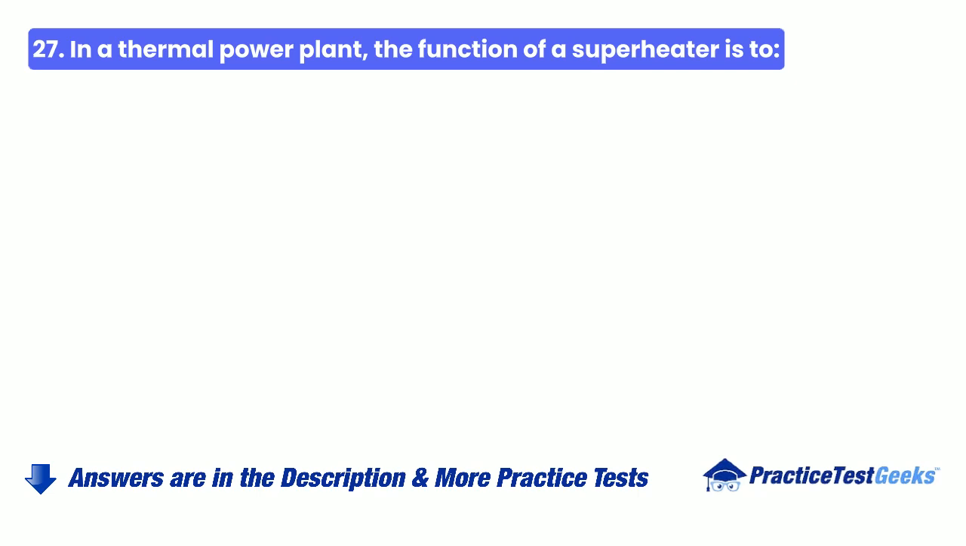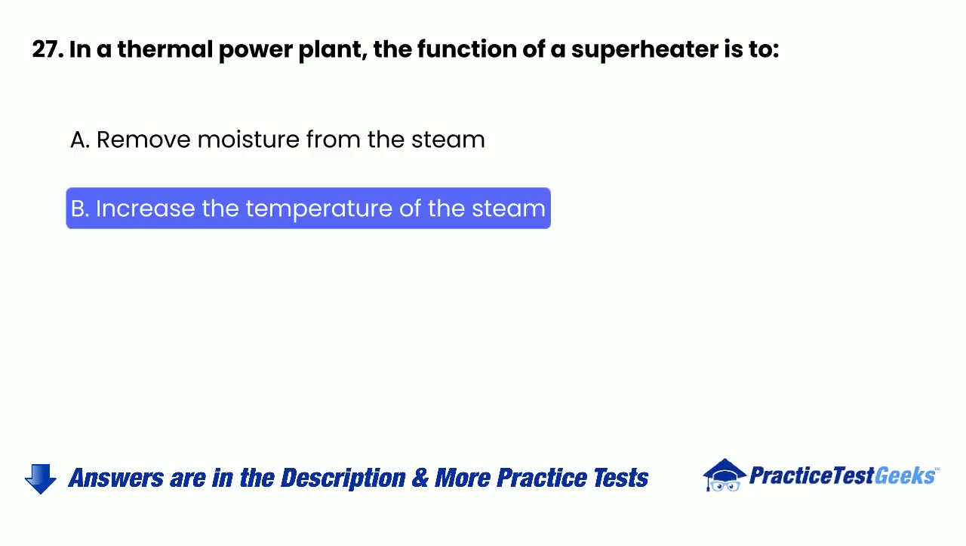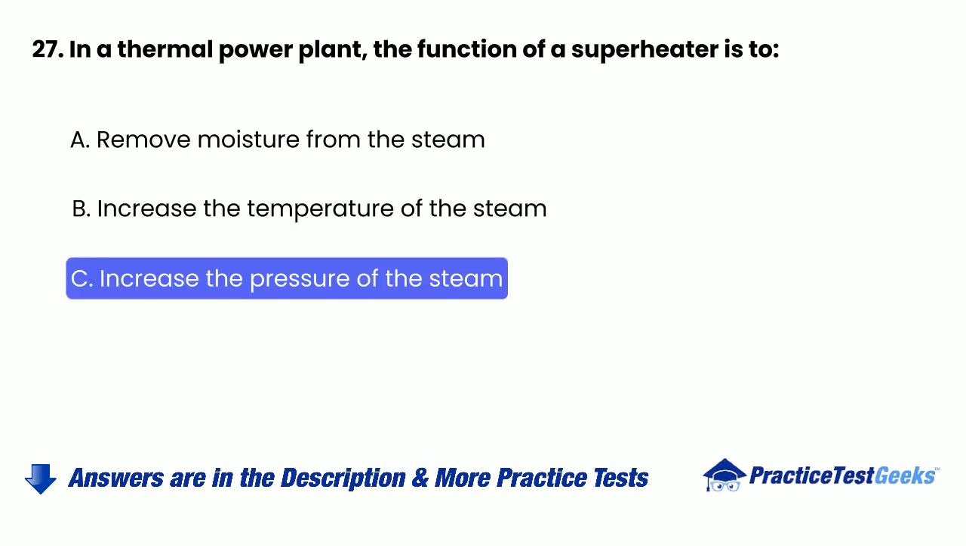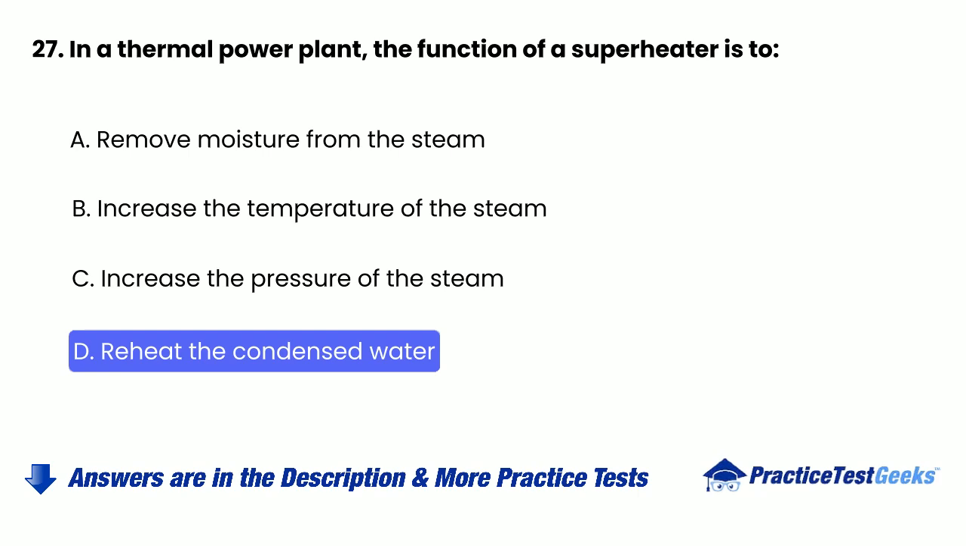27. In a thermal power plant, the function of a superheater is to A. Remove moisture from the steam. B. Increase the temperature of the steam. C. Increase the pressure of the steam. D. Reheat the condensed water.